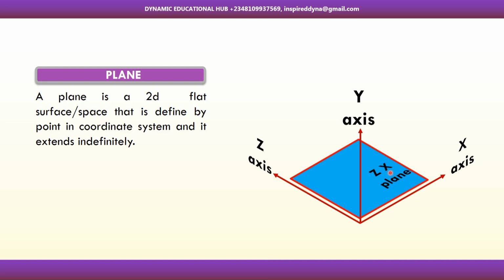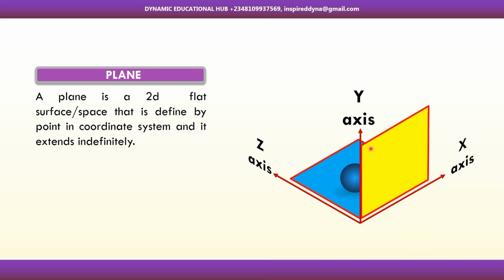So better still, xz plane. Now let's have an object here. This is a 3D object, just like a ball here. Now let's close up this shape. Now closing it up, let's have a plane here.